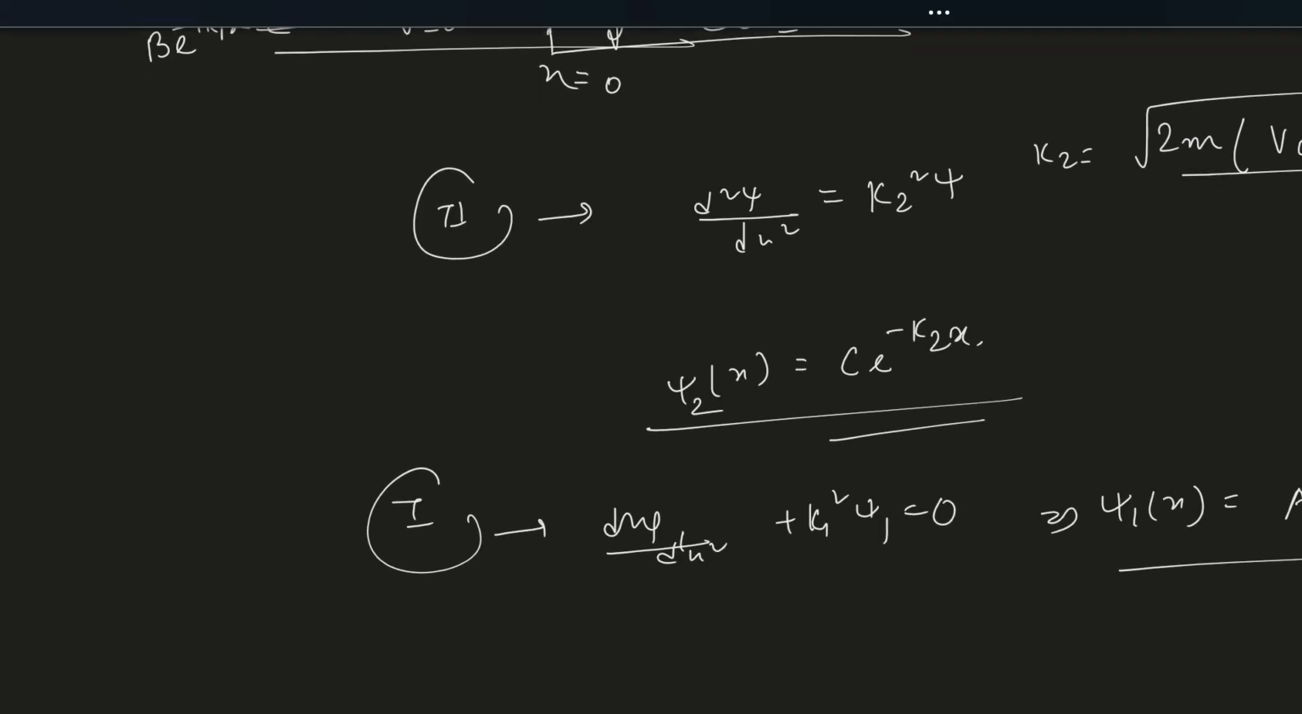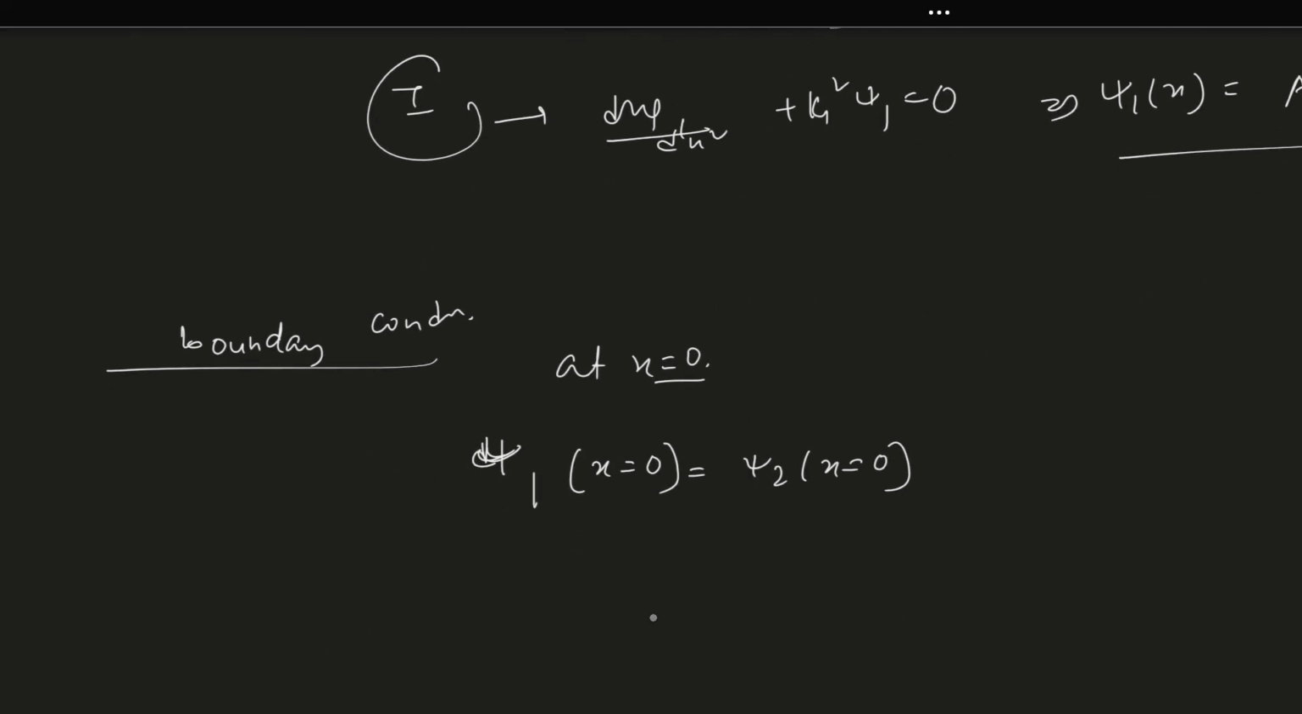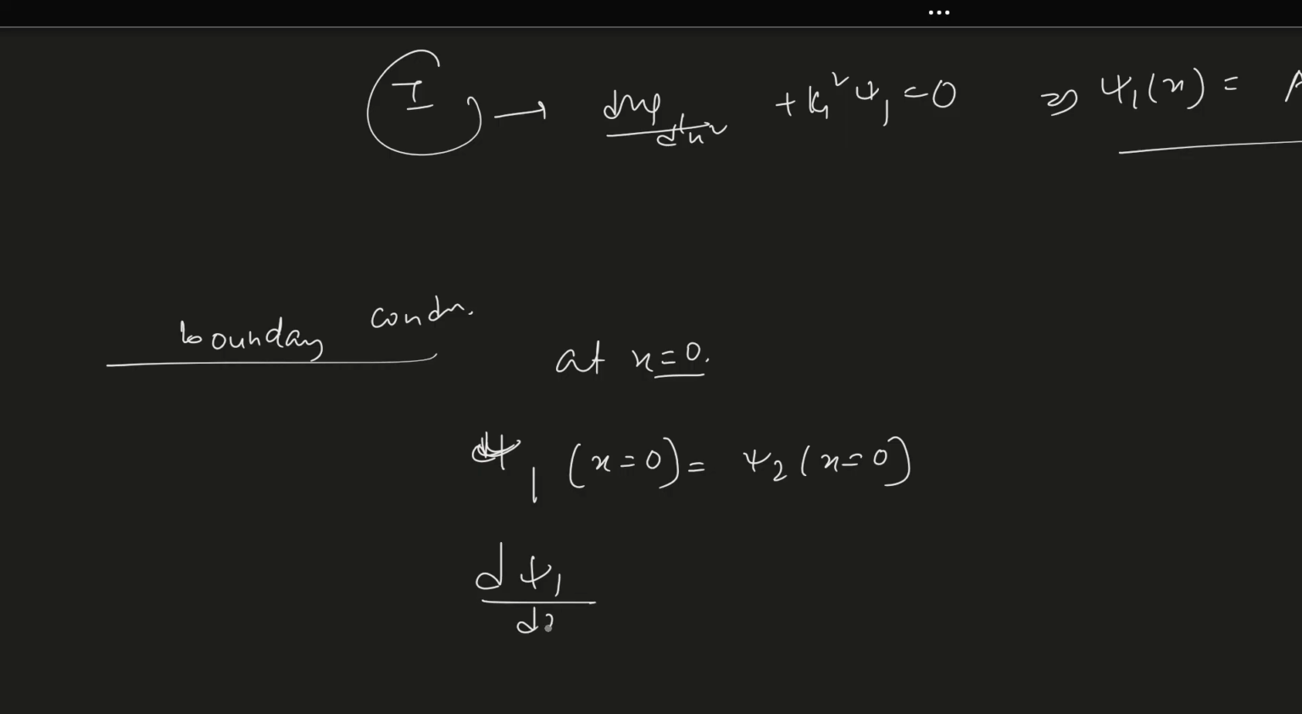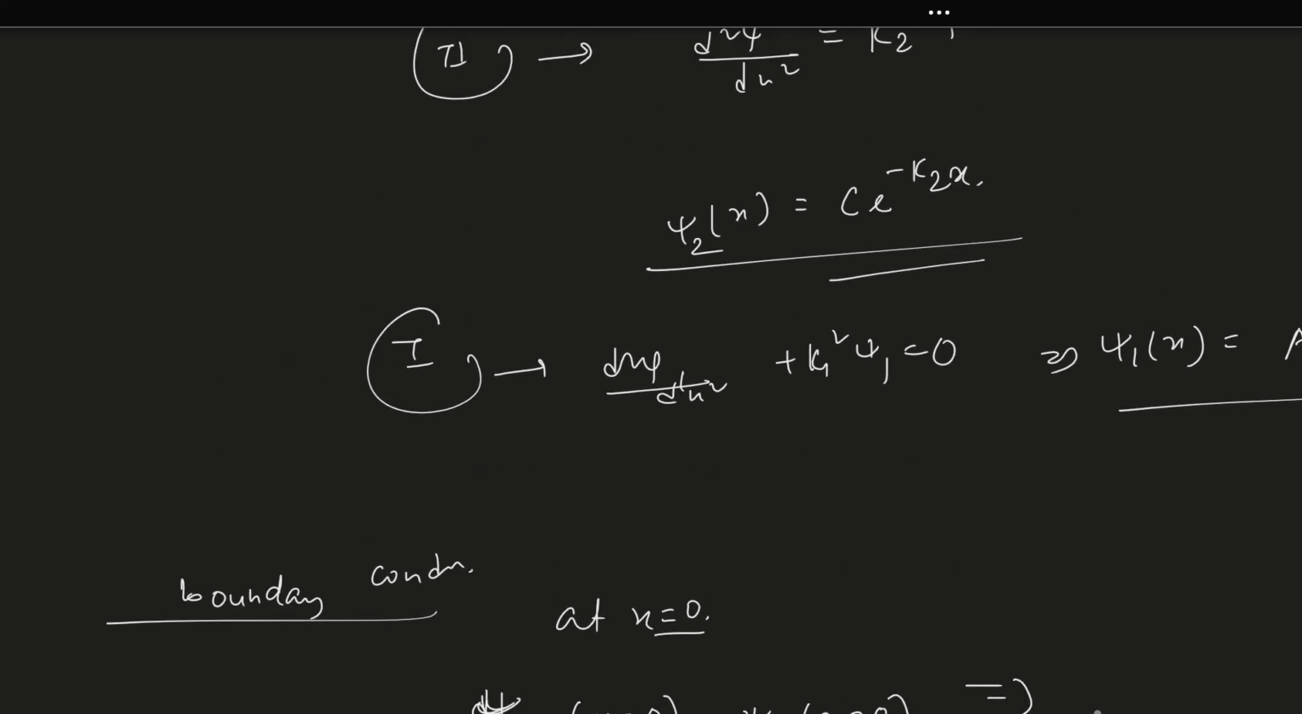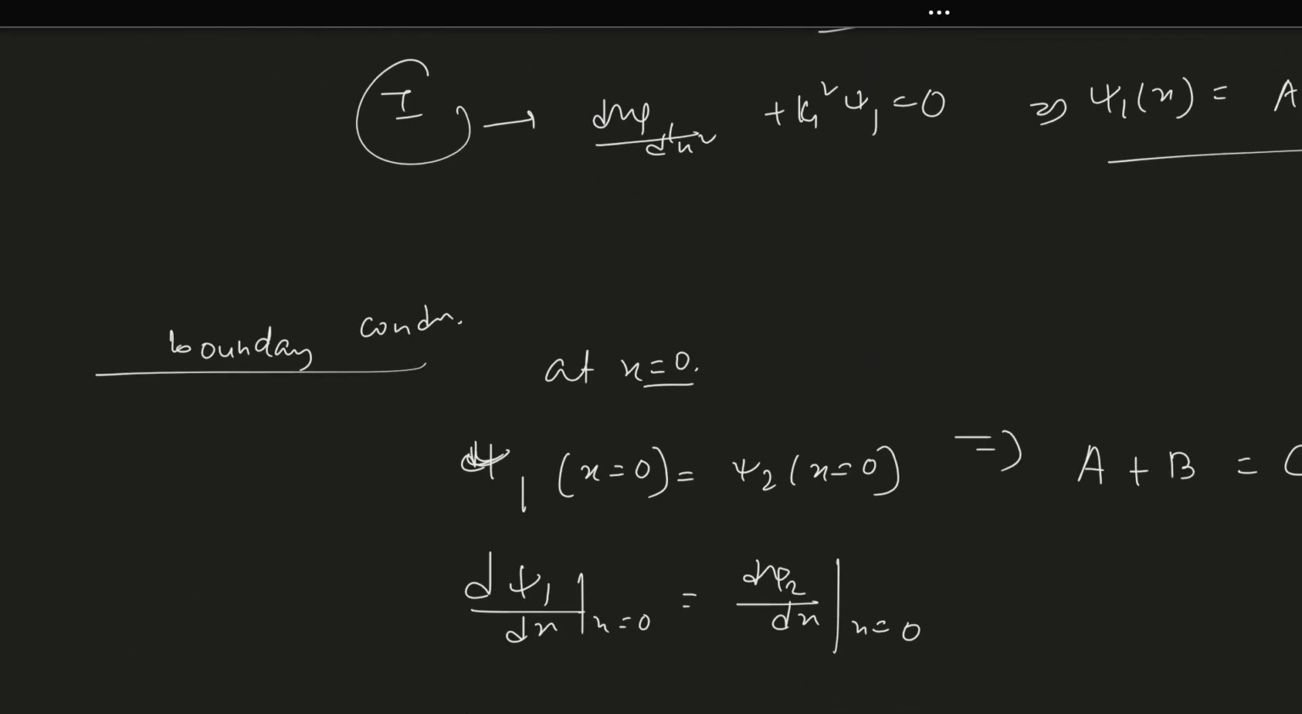Now you have to apply the boundary conditions, right? The boundary is at x equal to 0, where the step potential begins, and psi is continuous at the boundary. That means psi on one side, that is psi 1, is equal to psi on the other side, that is psi 2 in this case. And the derivative also has to be continuous. That means d psi 1 by dx at x equal to 0 is d psi 2 by dx at x equal to 0. So this tells you that A to the power 0 is 1, plus B to the power 0 is 1, plus C to the power 0 is 1 again. So A plus B equal to C.